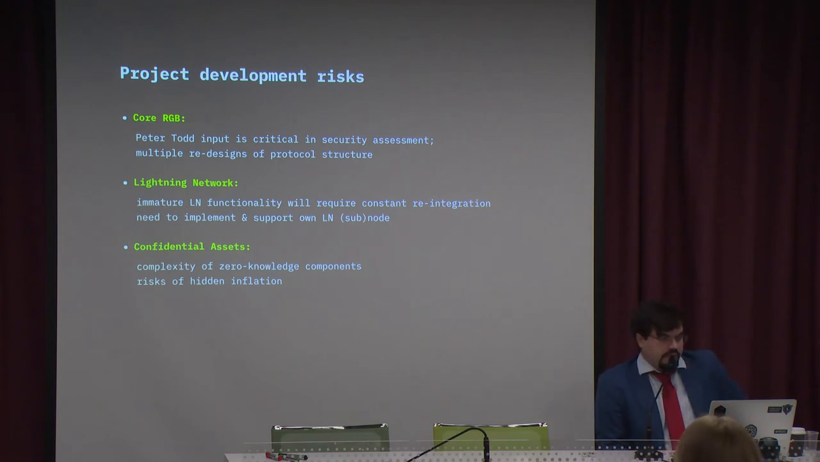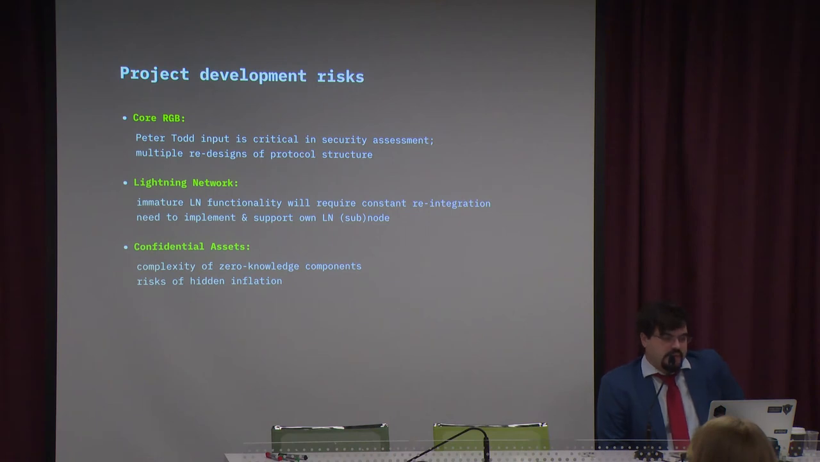There are some risks. The core RGB protocol still needs a lot of Peter Todd's input. It's a security assessment, and we have already passed through multiple redesigns of the protocol structure, and it can't continue any longer, so we need to finalize. It seems that we have arrived at something that most of the participants agree on, so hopefully we won't have any major refactoring.